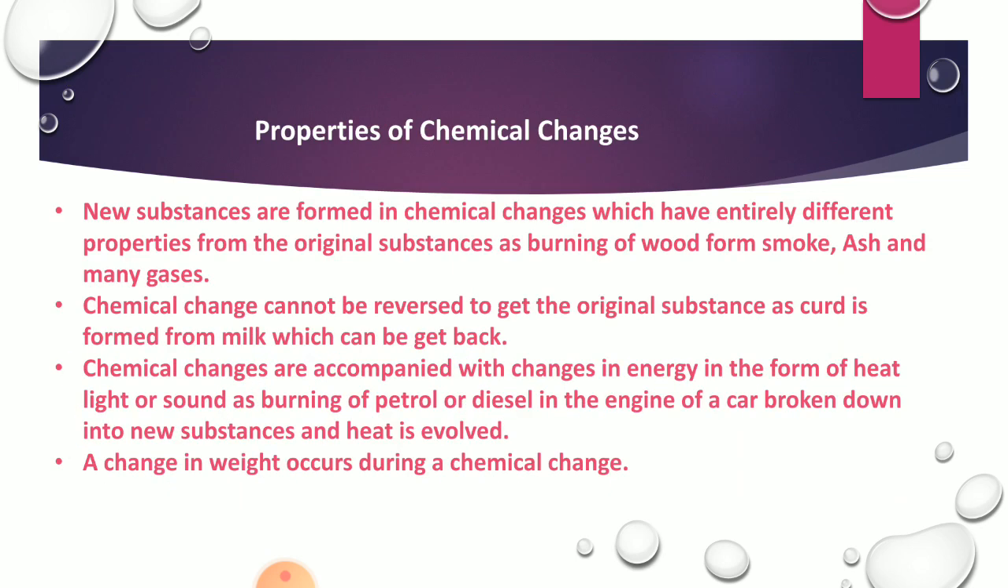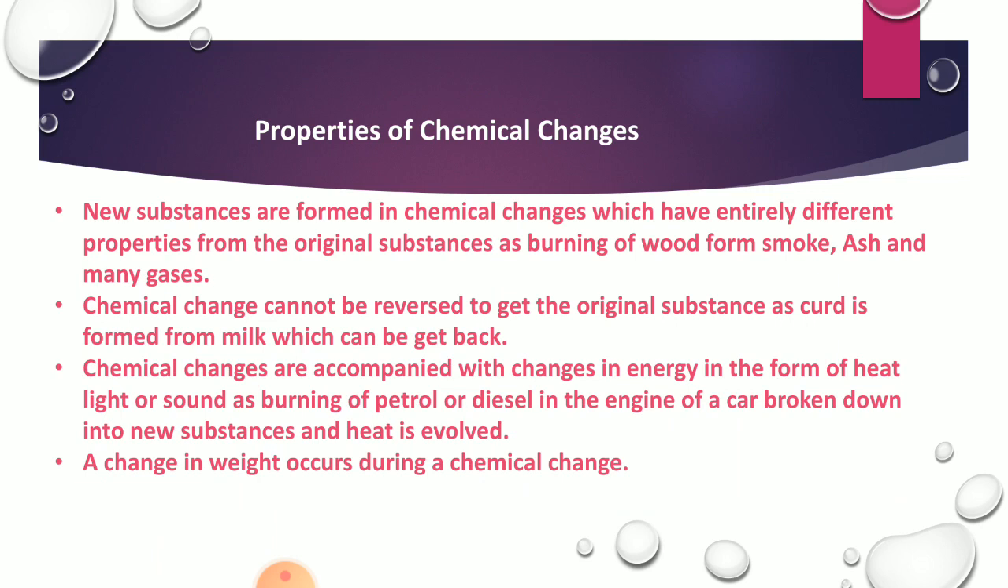Now we will see the properties of chemical change. So first of all, new substances are formed, and they have entirely new properties compared with the original one. Suppose we are talking about the burning of wood. When wood burns, it forms ash and soot, and these molecules of wood have now changed into new substances. Except these things, some gases are also produced. So new substances are formed. That's why it is a chemical change. And these new substances have different properties than the wood.